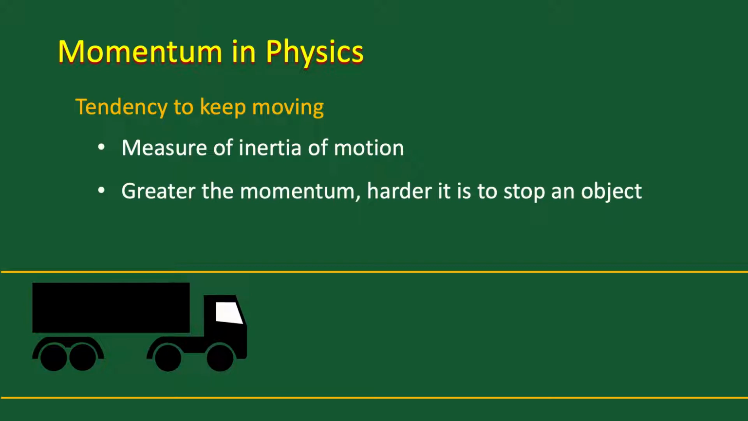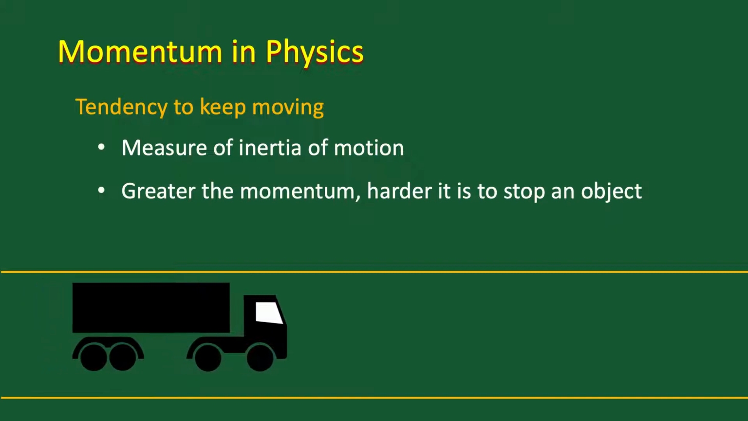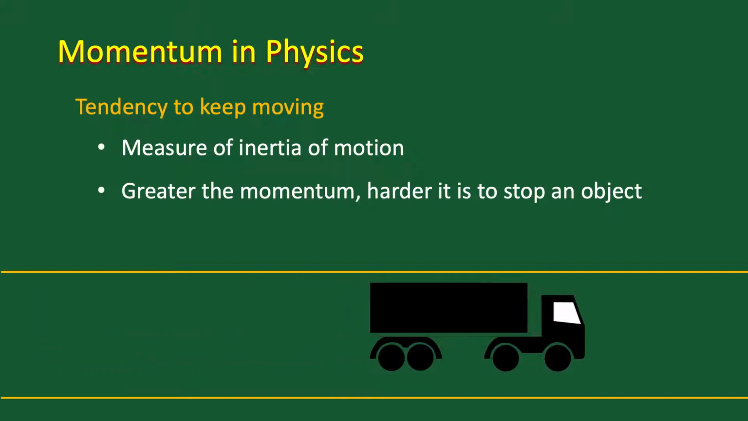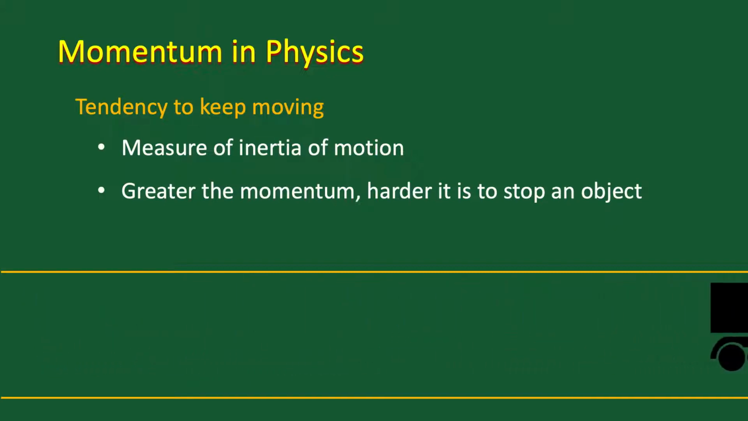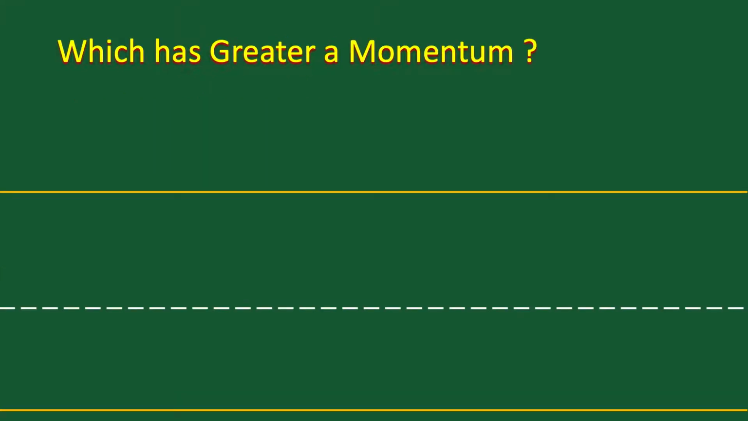In other words, we can say that momentum is a measure of inertia of motion of an object, meaning the greater the momentum of an object, the harder it is to stop the object. Now let's talk about the factors that affect the momentum of an object.